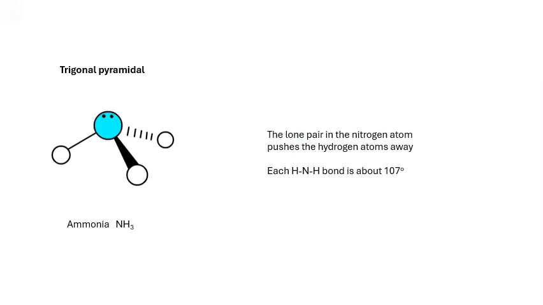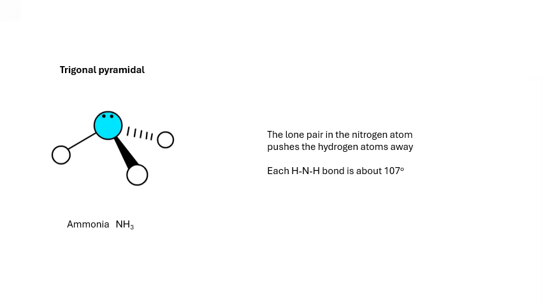Trigonal pyramidal, or pyramidal, trigonal pyramidal. Again, triangular pyramid. So you've got a triangle base, and then the one in the middle is a bit higher up, so you end up with a pyramid with a triangle base. And that's an example is ammonia, NH3, so a nitrogen and three hydrogens.